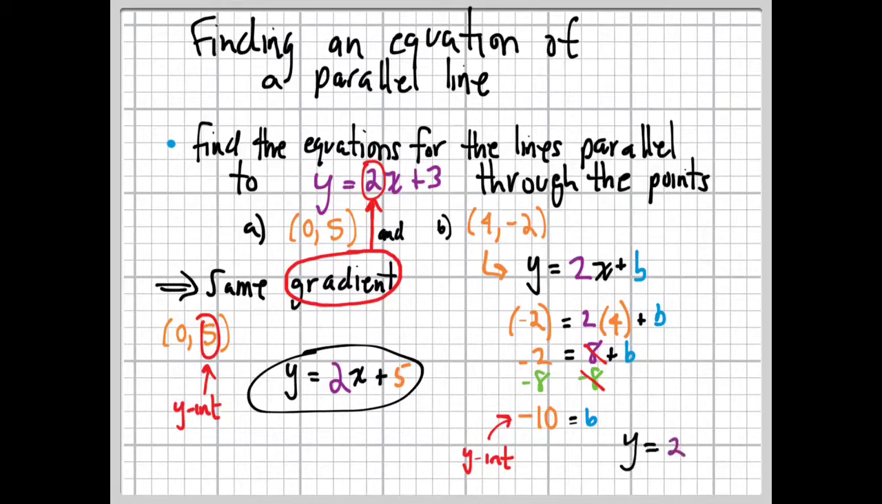So now we can plug that in like we did before. y equals 2 times x plus negative 10. Okay, but to make it look a little nicer, we'll rewrite it as 2x minus 10, and that is our equation. Okay, so that's finding the equation of a parallel line.